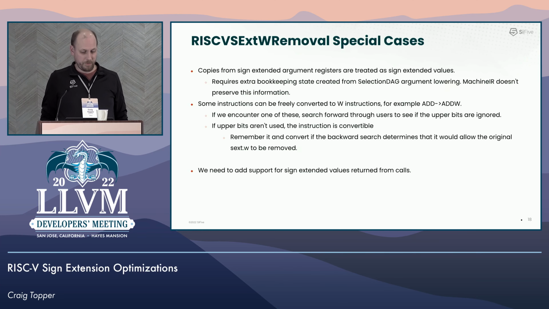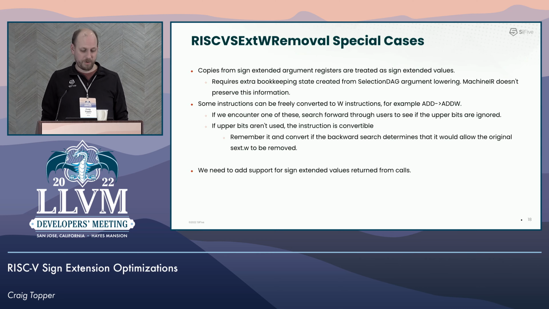We've also implemented a few special cases for the main algorithm. We record which virtual registers are mapped to sign extended arguments, and we use that information as a special case for copy instructions. We don't yet do the same for registers that are returned from calls, so we don't treat return values well yet. And then some instructions, like add, can be freely converted to a W instruction if their upper bits aren't used. We can just change what value they have.